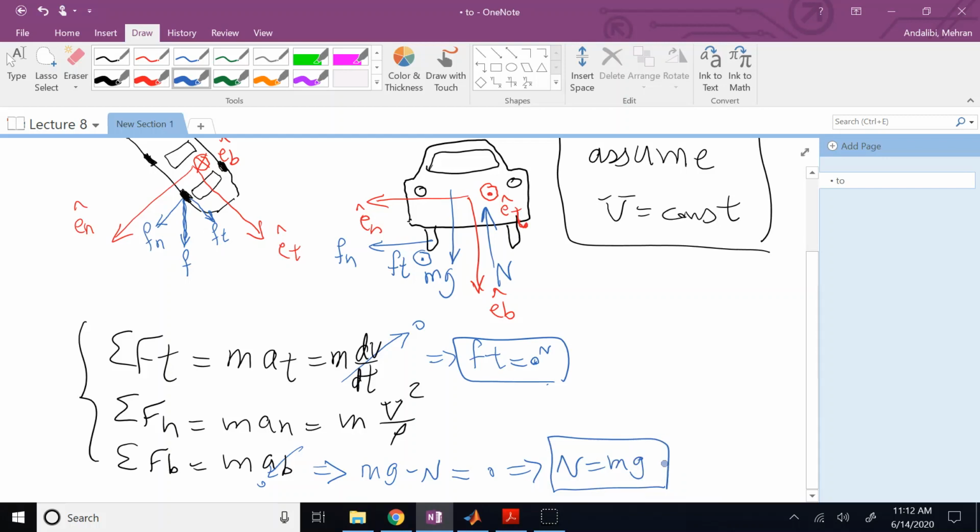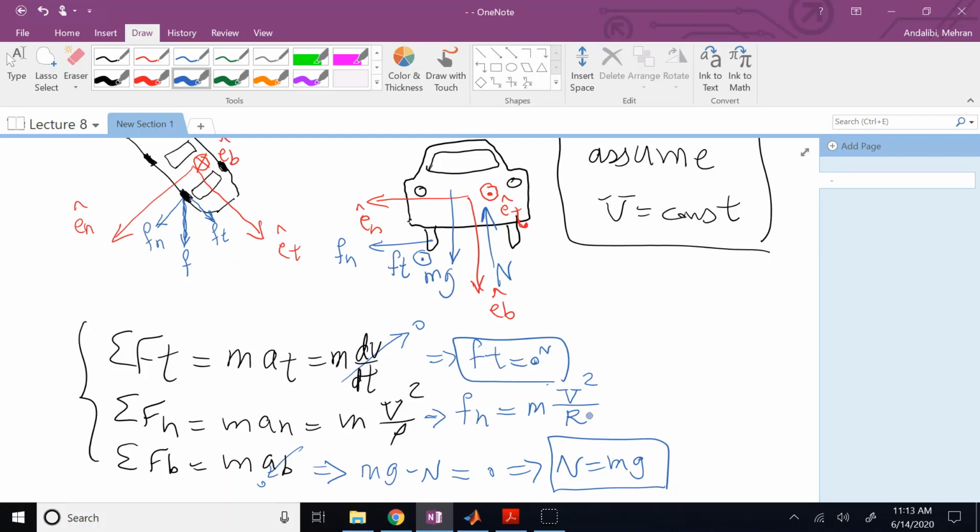Now, in the normal direction, we have F sub n in the positive is equal to m v squared over rho, and rho here is a constant radius of 60. Or if we want, let's just leave it as r, and then we're going to replace the number later. Okay, I just want to do it parametric so that you see what I'm doing.